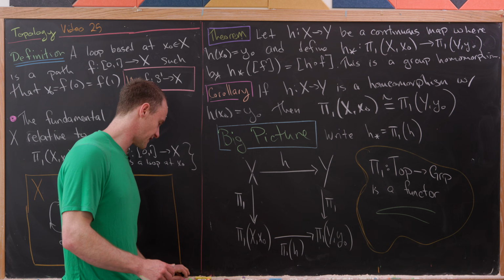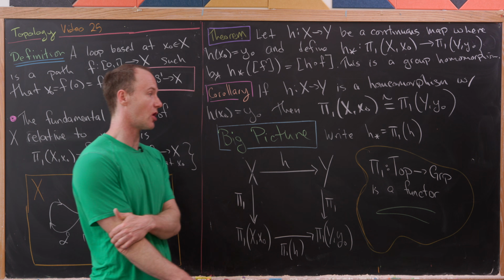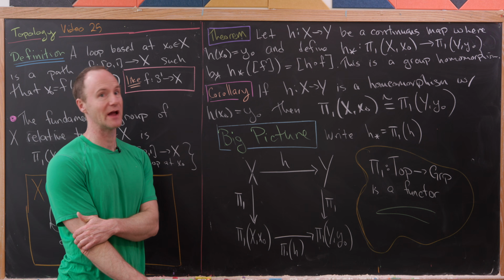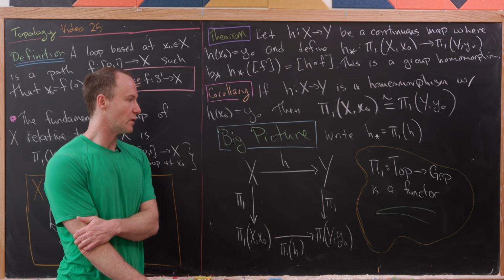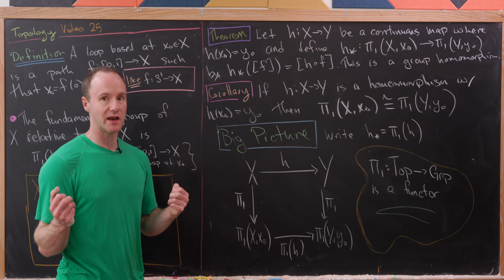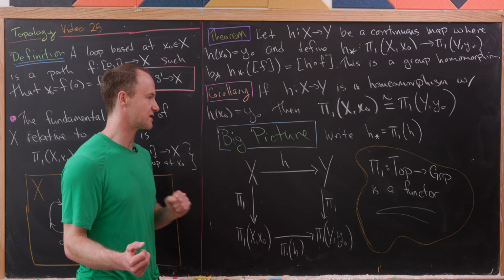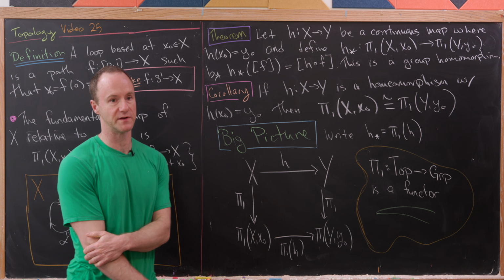Okay, so now before I leave you with some exercises, here's the big picture of what's going on here. And I think we can clue into it a little bit more if we say that H star is equal to pi 1 of H. So that means that pi 1 will be like a function, if you will, that takes topological spaces to groups, and it takes continuous functions to group homomorphisms.